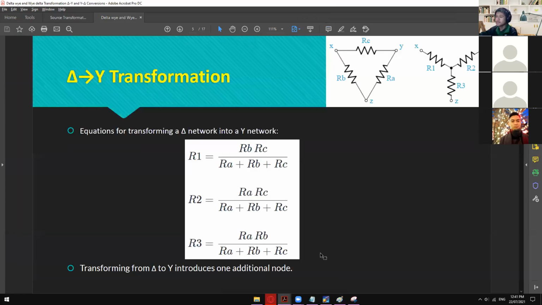Well, anyway, for us to be able to solve this R1, we have this formula right here. Time check, 6 minutes left. Okay, kasya pa yan. So in here, when it comes to transforming a delta to Y, one thing that you guys will notice is our denominator is the same. That is from delta to Y.